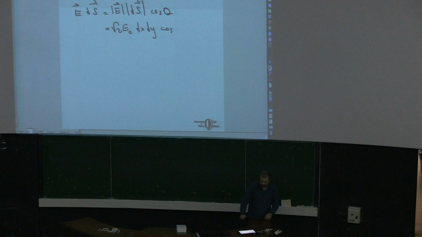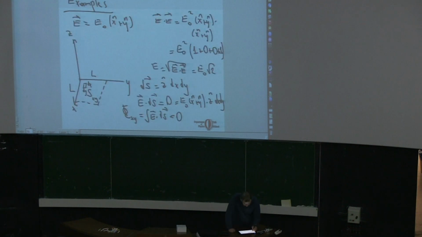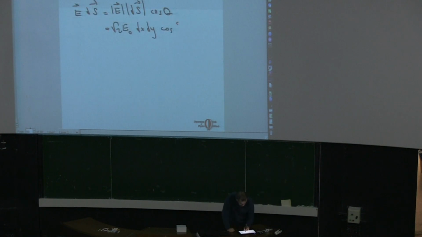Now dx dy, you see this, here I have my ds vector. This is my ds vector. My ds vector is pointing like this. And this is my electric field. The angle between the two, this angle, is 90 degrees, pi over 2. So cosine of pi over 2 is equal to 0.